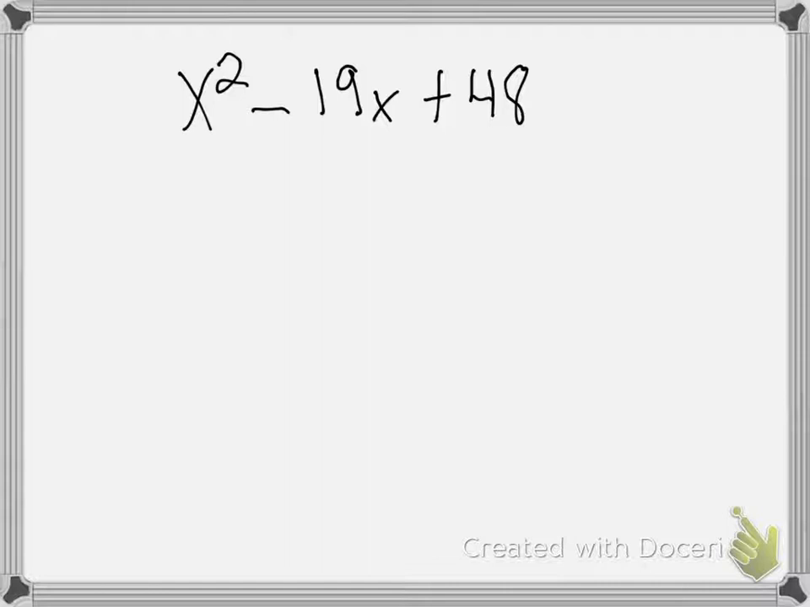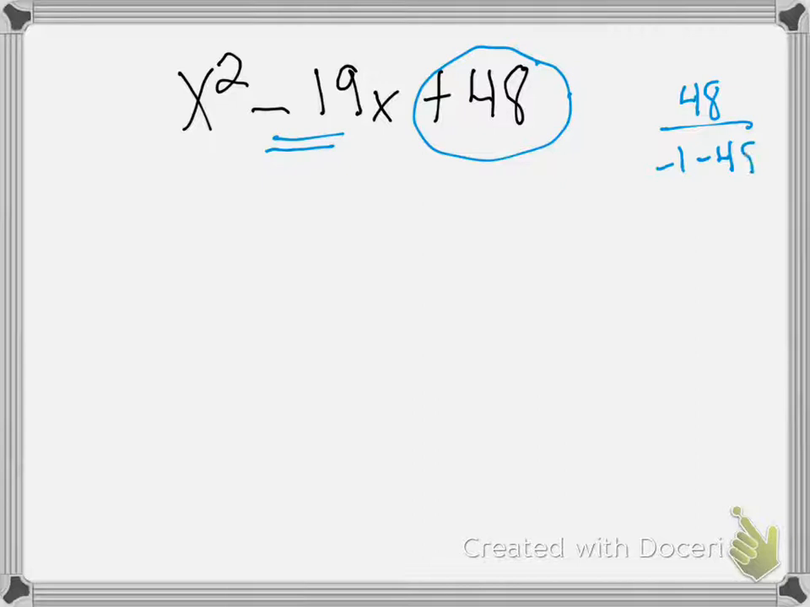On this one, we're trying to figure out the two numbers that multiply to positive 48 and add to negative 19. So the two numbers multiply to a positive, and they're going to add to a negative. That means that both of the numbers have to be negative. So let's list out all the pairs we can think of. So we've got negative 1 and negative 48, negative 2 and negative 24, we've got negative 4 and negative 12, and we've got negative 6 and negative 8.